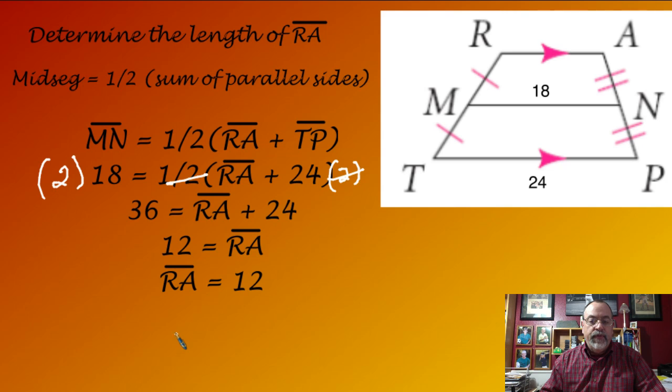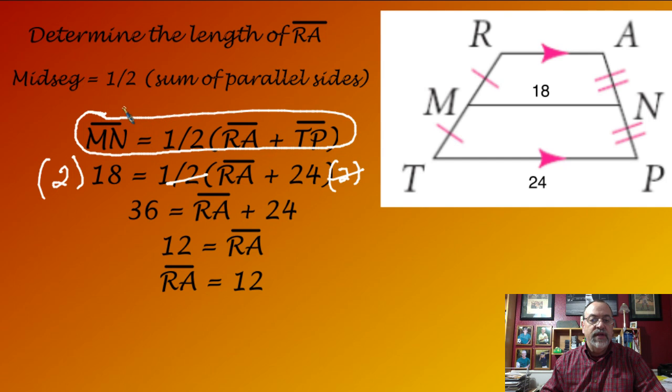So the midsegment of a trapezoid is a segment that connects the two midpoints of the non-parallel sides, and this midsegment is parallel to the bases, and it's also 1/2 the sum of the two bases, or the sum of the two parallel sides. So I will always start with the geometric expression, and then I just substitute in two of the values that they give me, and then I can solve for the third.